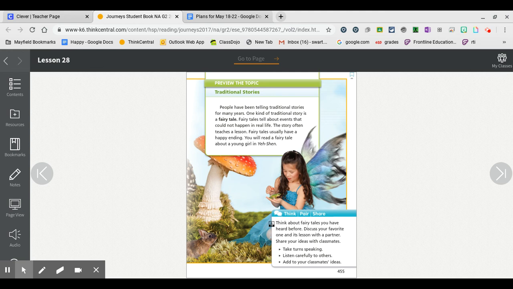Can you think about any fairy tales you've read or heard before? Can you describe some of the elements of fairy tales? For example, fairy tales have events that cannot happen in real life and characters that could not be real. What other elements do you find in the fairy tales you've read before?